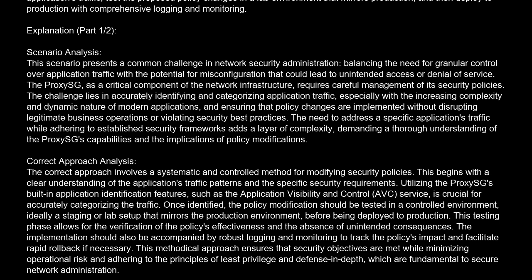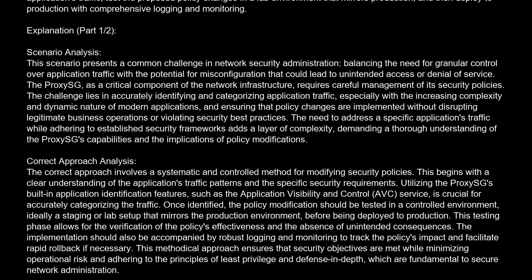This scenario presents a common challenge in network security administration, balancing the need for granular control over application traffic with the potential for misconfiguration that could lead to unintended access or denial of service. The ProxySG, as a critical component of the network infrastructure, requires careful management of its security policies. The challenge lies in accurately identifying and categorizing application traffic, especially with the increasing complexity and dynamic nature of modern applications, and ensuring that policy changes are implemented without disrupting legitimate business operations or violating security best practices.